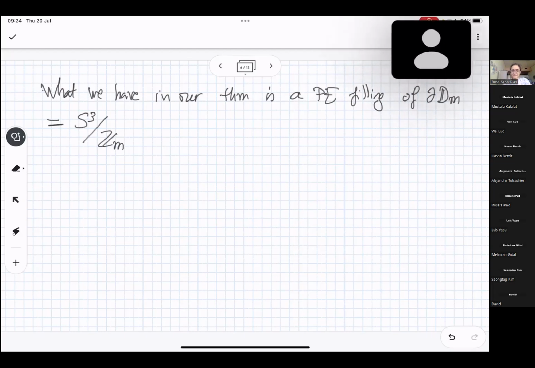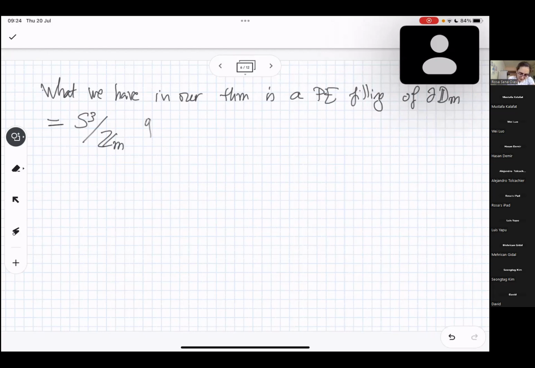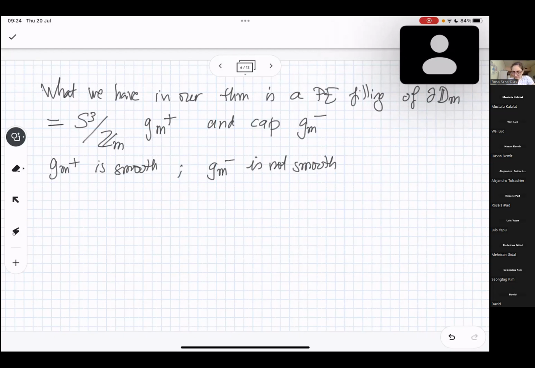So we have a filling of that, which we call Gm plus, and we have a cap for that filling, which is called Gm minus. Now, Gm plus is smooth. It's a normal Poincaré Einstein metric, but the cap is not smooth, of course, because otherwise this would be a trivial metric. It is sometimes incomplete, or it has itself a cone angle. Okay. Any questions?